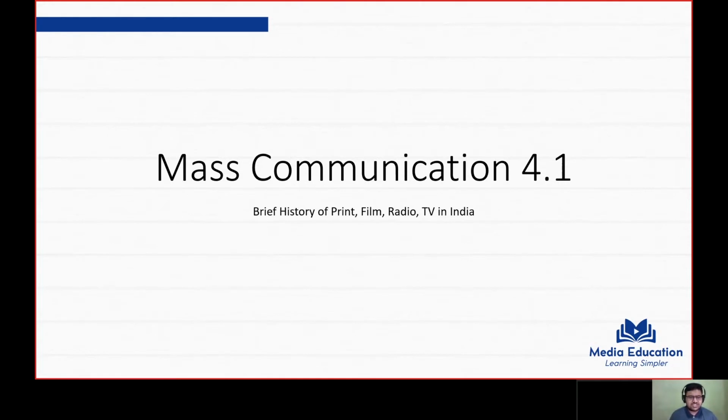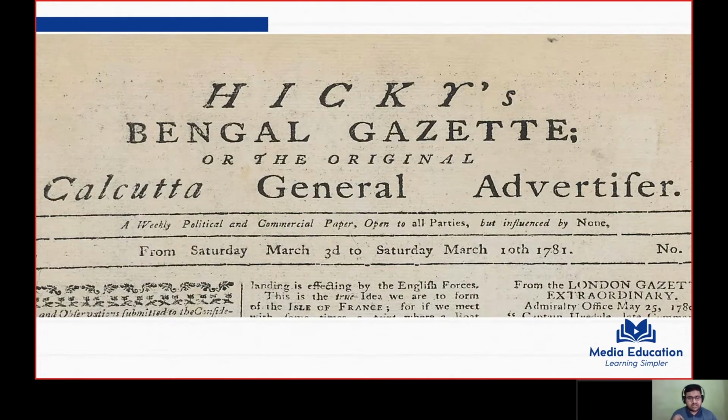The presentation today may seem a little monotonous due to a lot of historical information being included, but I hope it will be essentially informative for you to trace the beginning of various mass media formats in India. Let us start by talking about print.